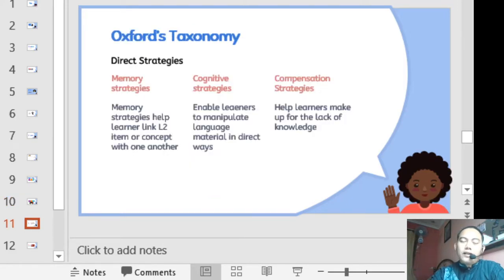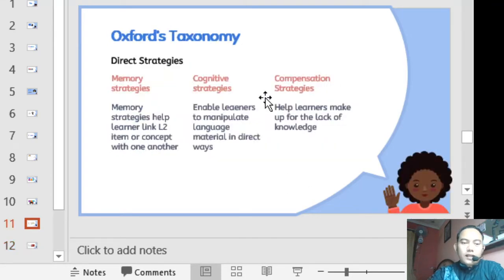The next is the Oxford's taxonomy. The most comprehensive LLS classification is developed by Oxford. Her taxonomy is both comprehensive and practical. She classifies strategies into two strategy orientations, the direct and the indirect. The direct LLS involves the identification, retention, storage, or retrieval of words, phrases, and other elements of the target language. This is classified into memory, cognitive, and linguistic deficiency compensation strategy.